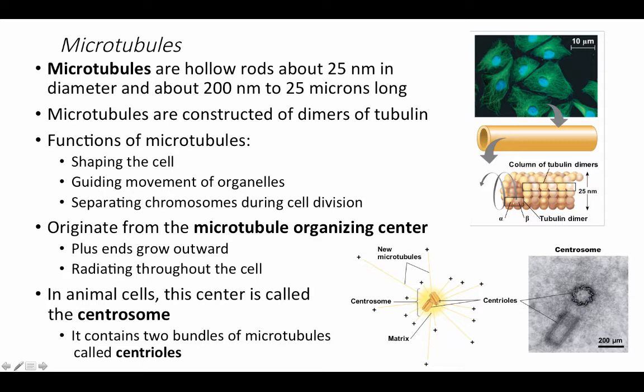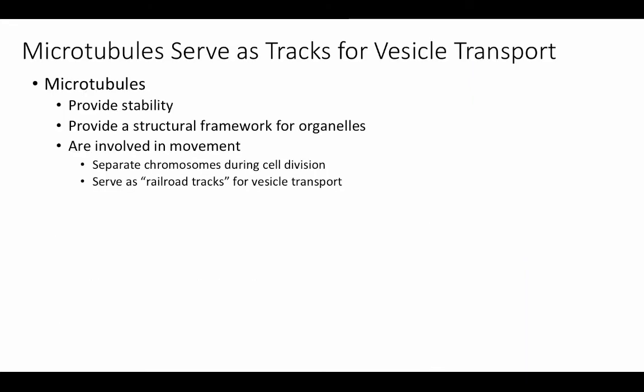So the location is called the centrosome, and these structures that are organizing these radiating new microtubules are called centrioles. So microtubules are basically that highway system or those railroad tracks that serve for vesicle transport, taking these little vesicles from the endomembrane system and guiding them to where they need to go. So they provide stability, they provide a structural framework for organelles, and they're involved in movement.